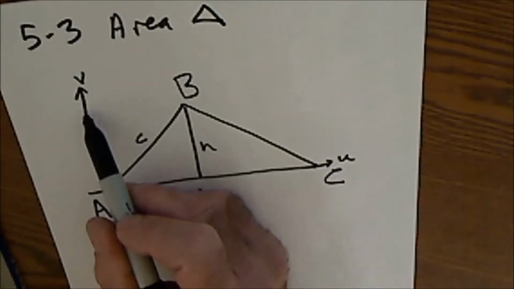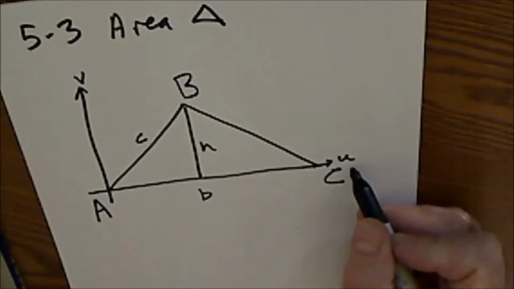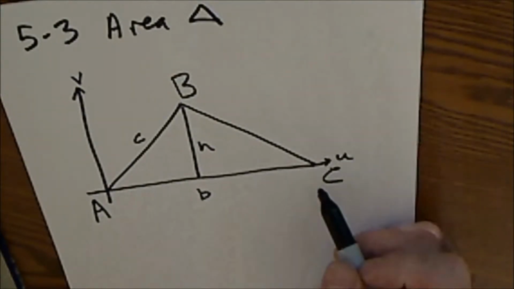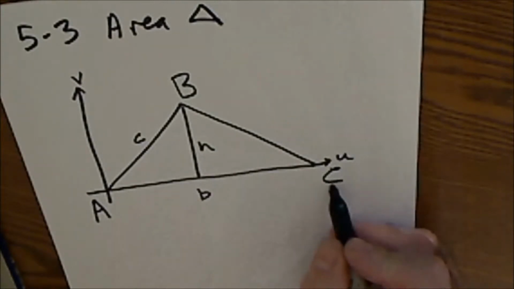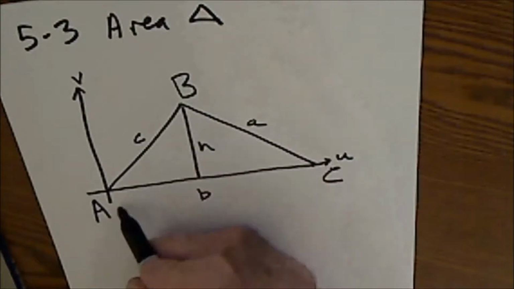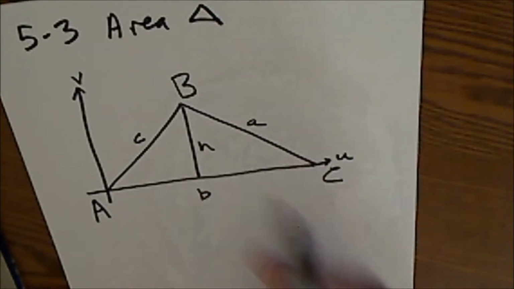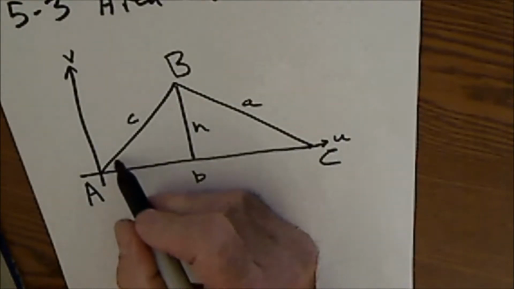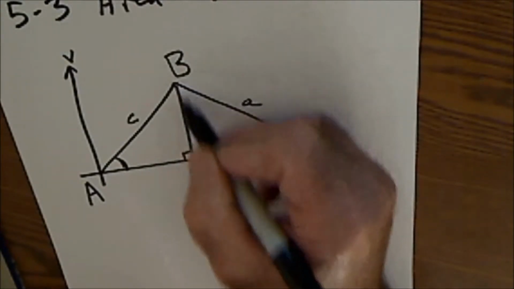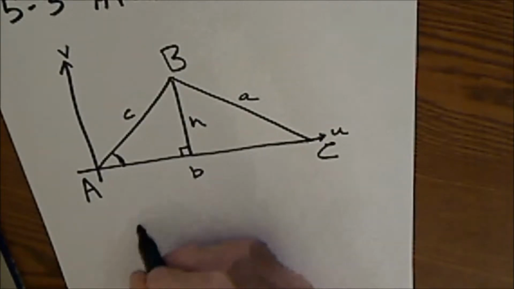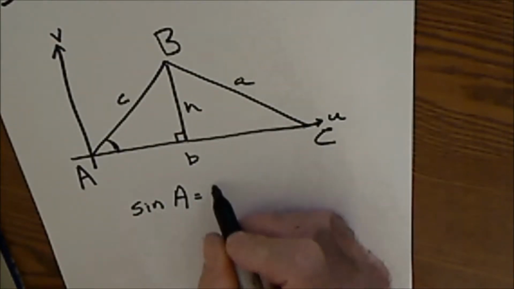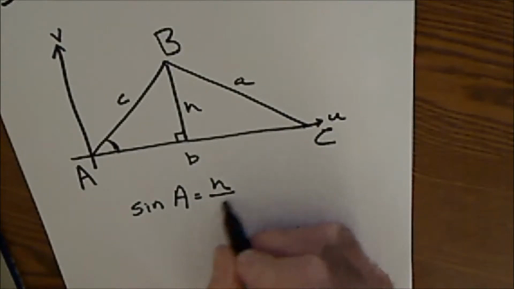I have my vertical axis V, my horizontal axis U. And I draw in a non-right triangle, triangle ABC, side C opposite angle C, side A opposite angle A, and side B opposite angle B. If I'm trying to find the sine of this angle, of this right triangle here, if I draw an altitude in here, sine of angle A is going to be equal to the opposite over the hypotenuse.